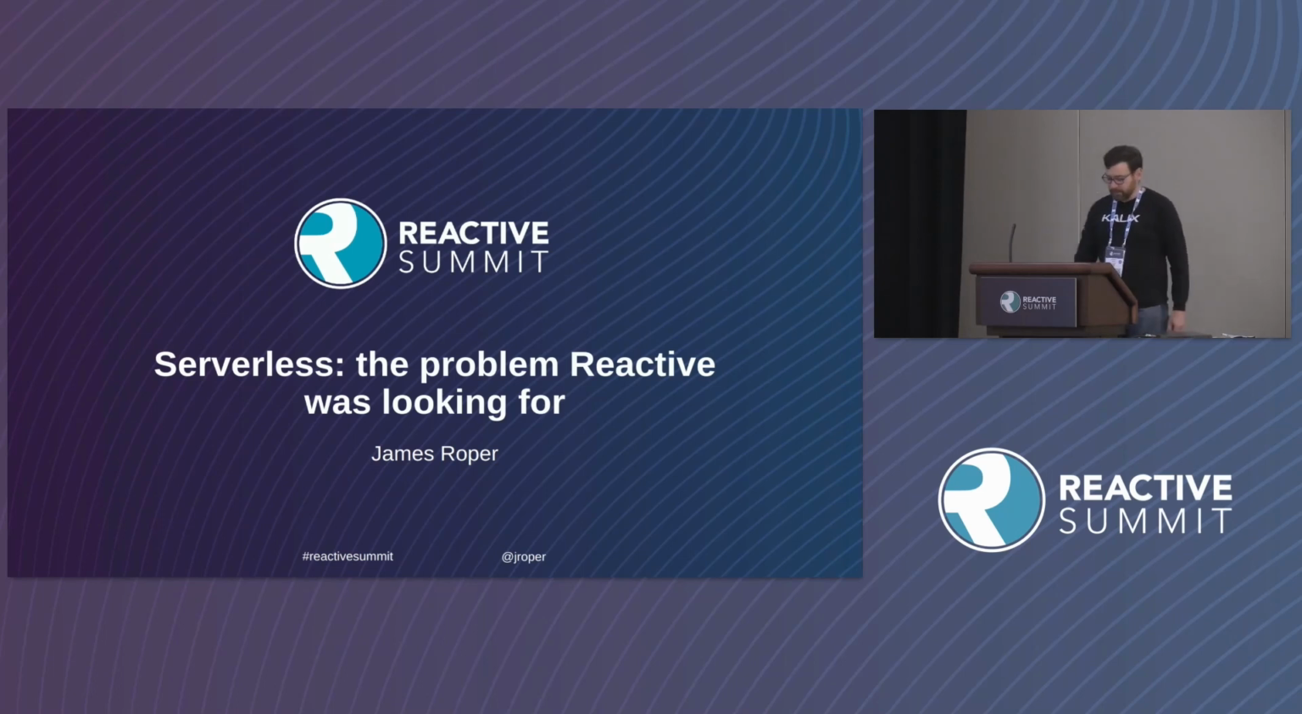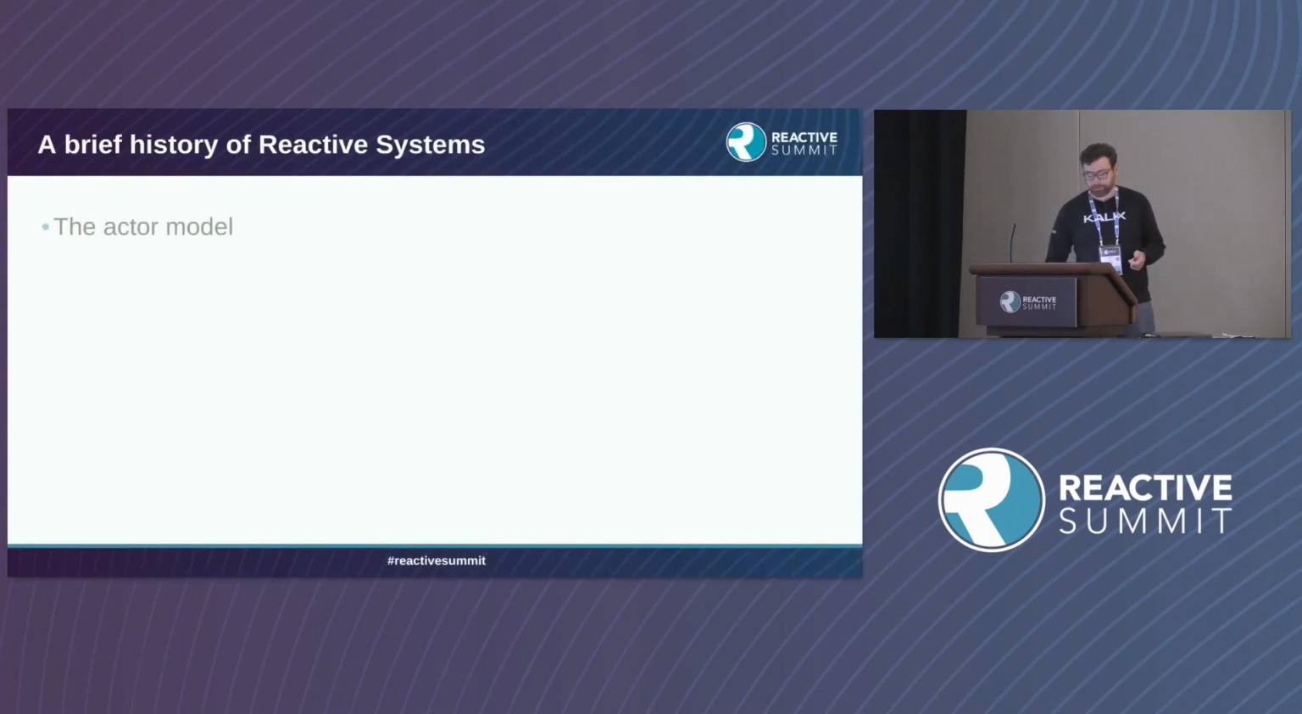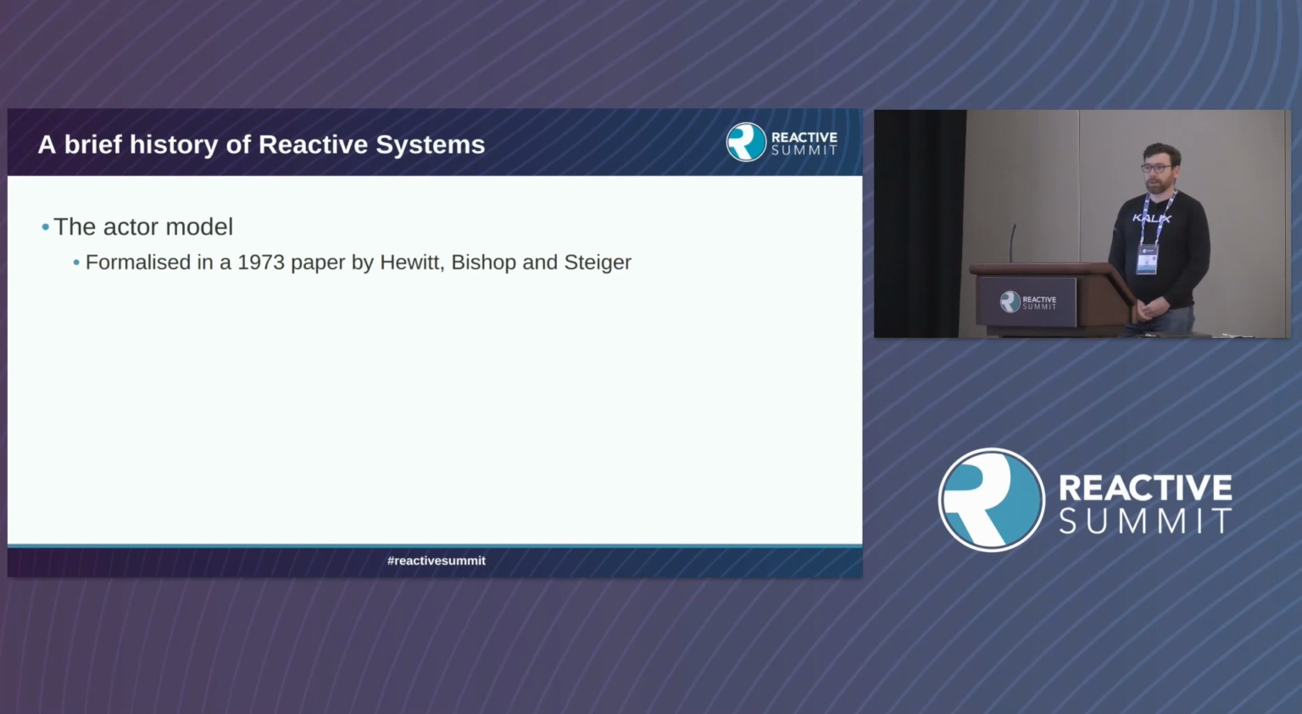So to start off with, we're going to go back in time and look at a brief and very incomplete history of reactive systems, because I think it's important to understand that none of this stuff is actually new. So we'll start off with the actor model, and for those that aren't aware, the actor model was formalized in 1973 in a paper by Carl Hewitt and a few other guys, and they actually came up with it in trying to build AI systems.